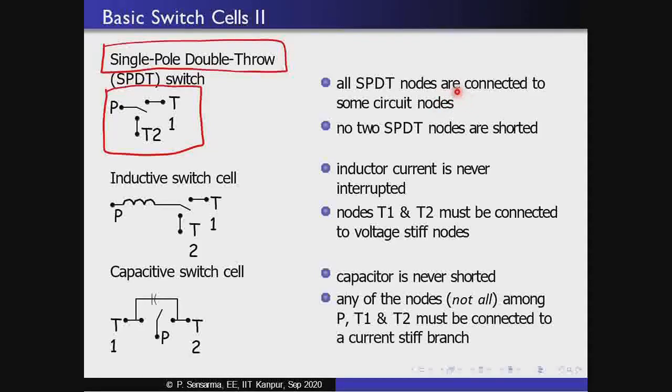What this statement means is that neither this pole P nor this throw T1 or this throw T2, none of these three nodes are going to be left hanging open. Okay, they will be connected to some node in the circuit. That's point number one. Point number two is no two nodes in this SPDT construct are going to be short circuited. So that's the second condition that we will impose while we are constructing the circuit.